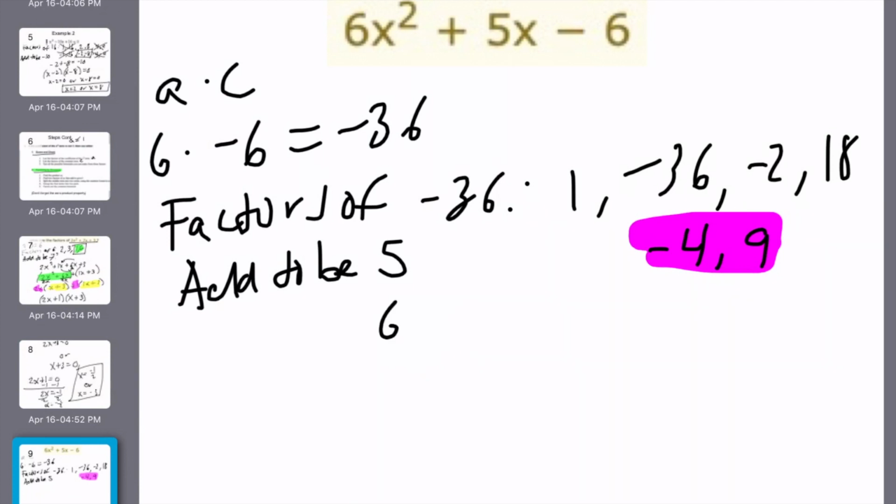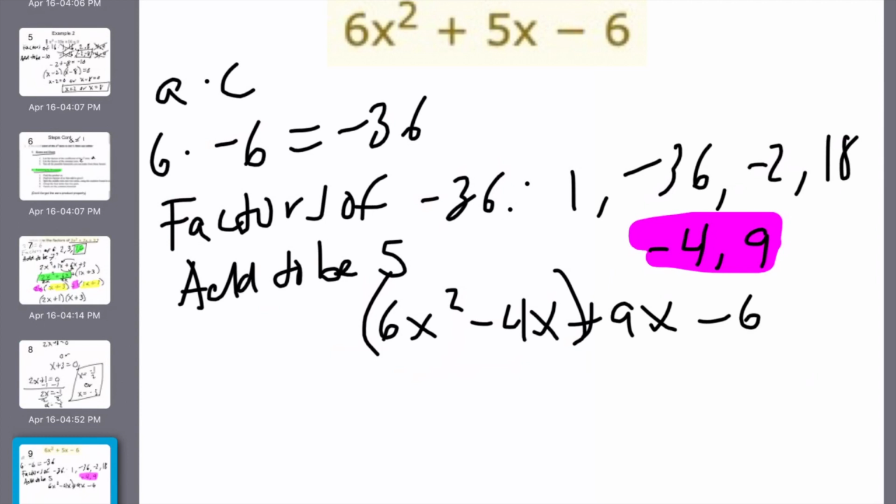So I'm going to have 6x squared minus 4x plus 9x minus 6. Now what I'm going to do is regroup these numbers, so I'm going to throw some parentheses on them. So I have 6x squared minus 4x and 9x minus 6. I need to look for my common factors for 6x squared and 4x. Well, I know that they for sure share an x, so I can divide by that. And they're both even, so I'm going to divide by 2. So they're both going to be divided by 2x.